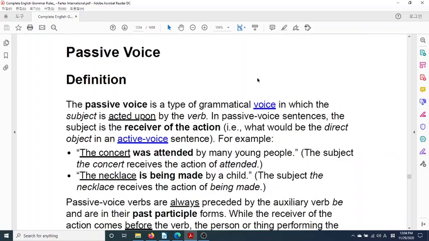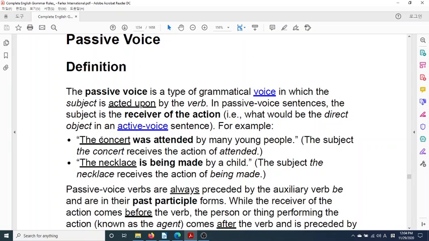Okay, now that you're back, let's jump on to passive voice. The passive voice is a type of grammatical voice in which the subject is acted upon by the verb, right? It is the thing being verbed. It is the object, if you will, right? Subject and object are the same thing, but not the agent, right?